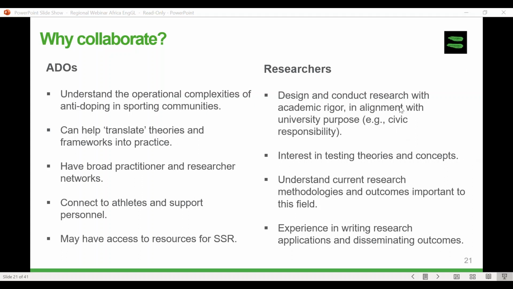Then, if we have a look at the researchers or the research institutions, one of their main responsibilities is obviously to conduct research, and therefore they should be proficient at conducting research and have a good understanding of the research process. So they can design and conduct research with academic rigor. They've also got an interest in testing theories and concepts, and they understand the current research methodology. And lastly, they have experience in writing research applications and disseminating outcomes. Next slide, please.